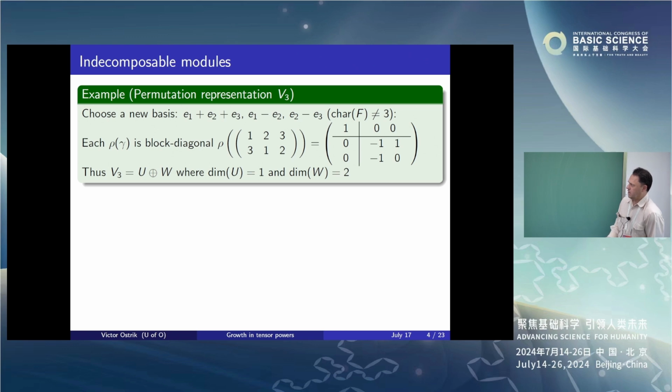Okay, so here's again an easy example. Take the symmetric group S3 and the representation considered on the previous slide. If you choose the basis differently, not the first obvious basis but a slightly strange basis, it's actually going to be a basis only if the characteristic of your field is not 3. Then you see that any matrix representing any element of the symmetric group is going to be block diagonal like this one. This basically means that my representation decomposes into a direct sum of something one-dimensional, the left upper corner, and something two-dimensional.